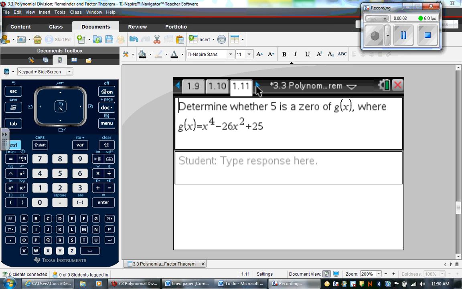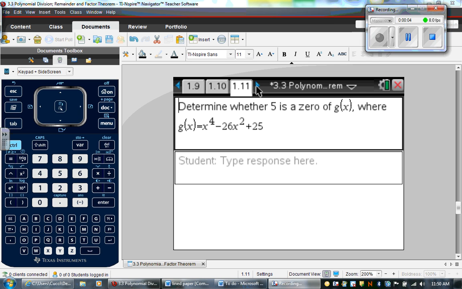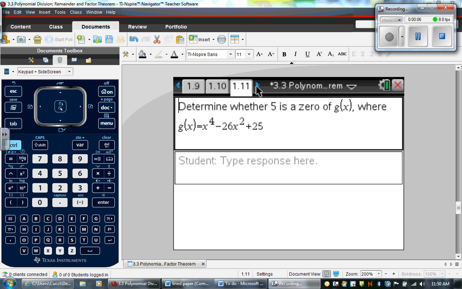Okay, so this lesson is for Mrs. Cucci's College Now Pre-Calculus class. We are finishing lesson 3.3. We left off on page 1.11, so please open your file so that you have that open and ready to go.